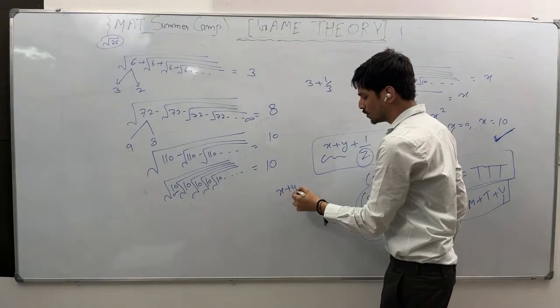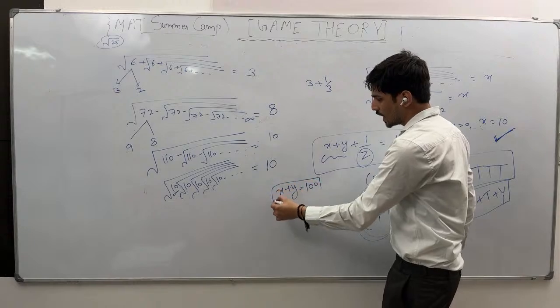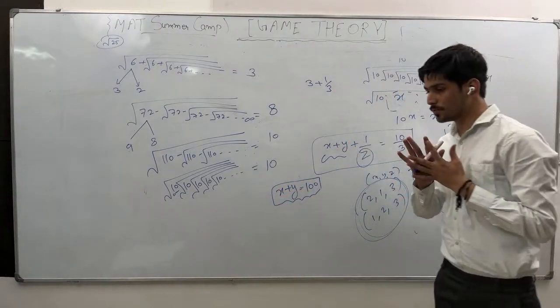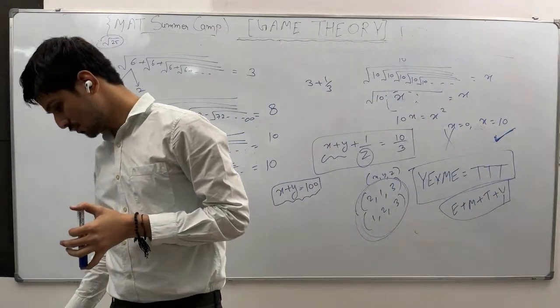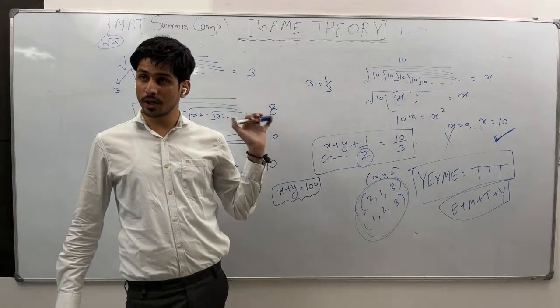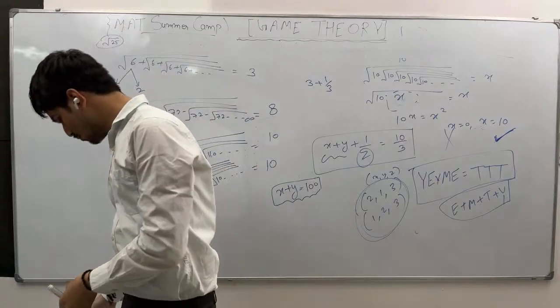One more question. x plus y equal to, let's say, 100. And let's say x and y are natural numbers. How many possible numbers are there? Simple question. x plus y equal to 100, x and y both natural numbers. Both can be the same also, no issue. How? 198.